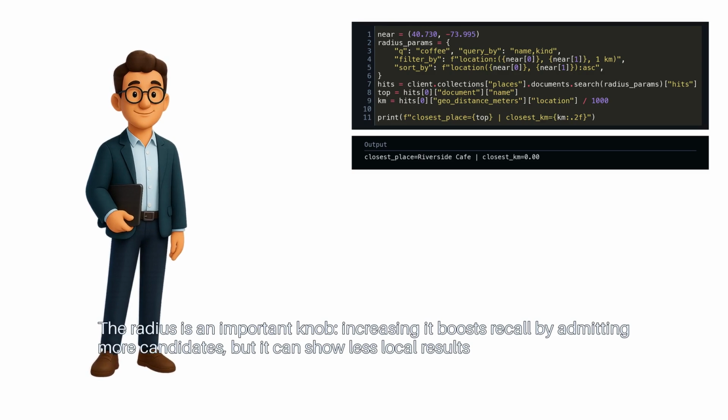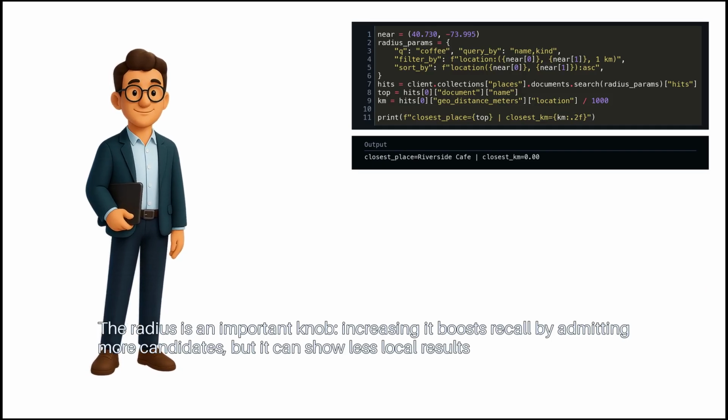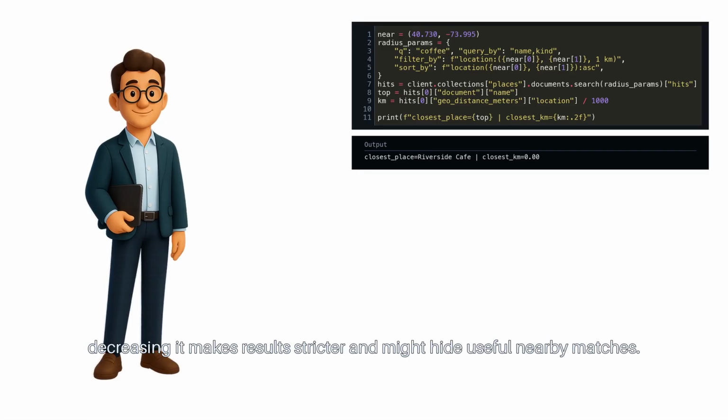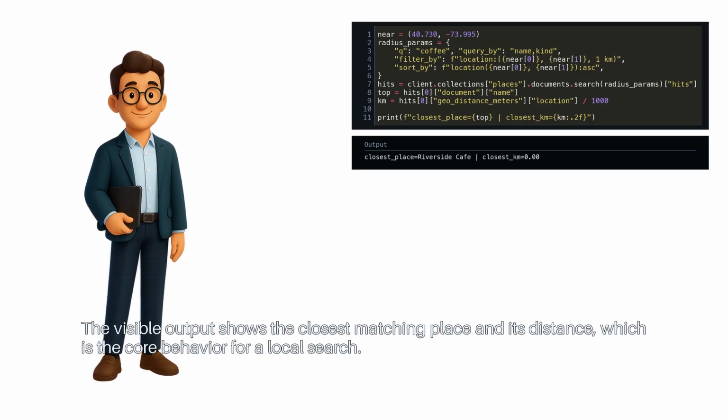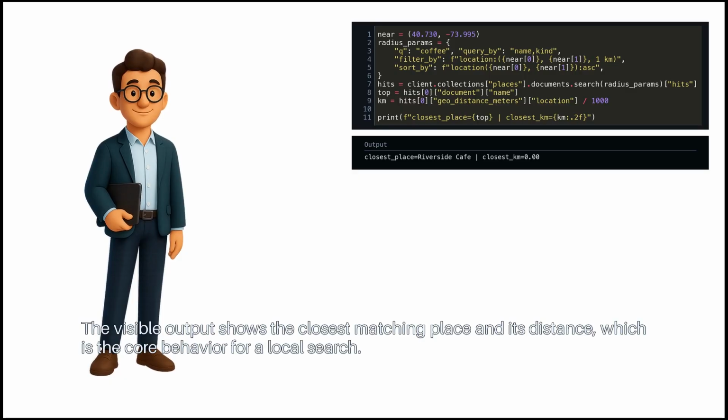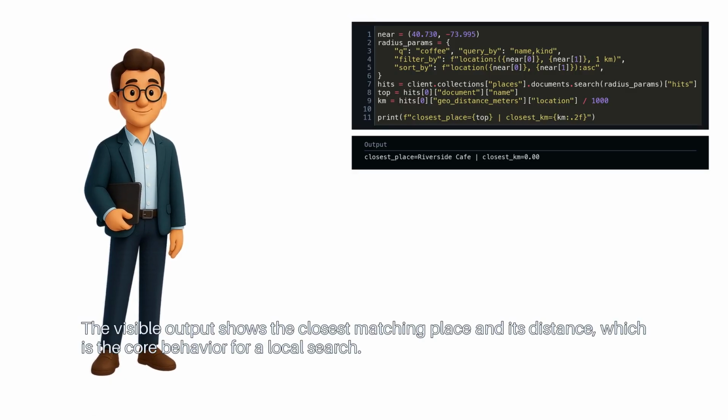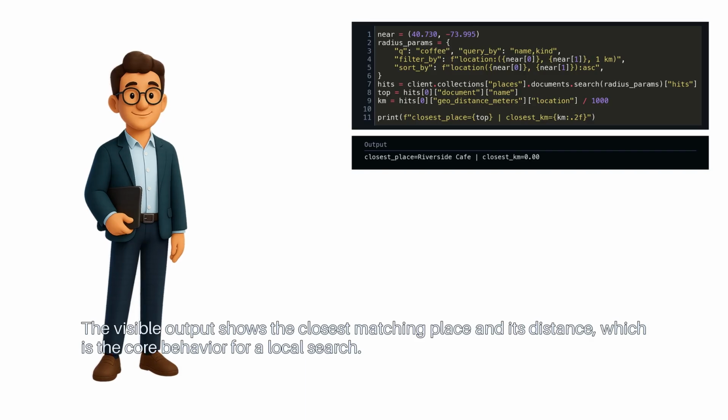The radius is an important knob. Increasing it boosts recall by admitting more candidates, but it can show less local results. Decreasing it makes results stricter and might hide useful nearby matches. The visible output shows the closest matching place and its distance, which is the core behavior for a local search.